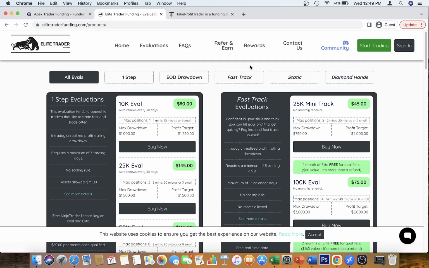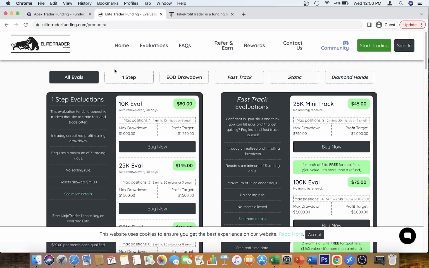So I picked three prop firms today, and I'm going to go through their different evaluations and then show you how the drawdown would impact you. First we're looking at Elite Trader Funding. They have several different types of evaluations, which I think is a great thing they offer, because not everybody trades the same way.